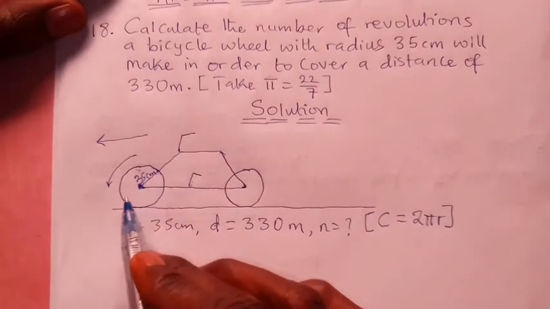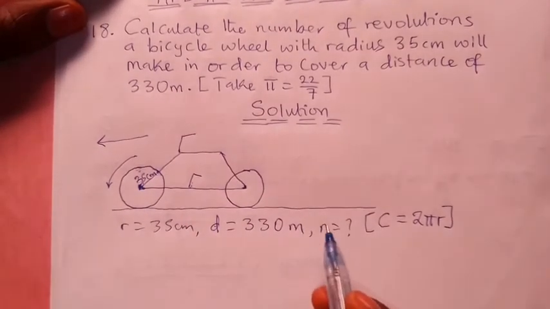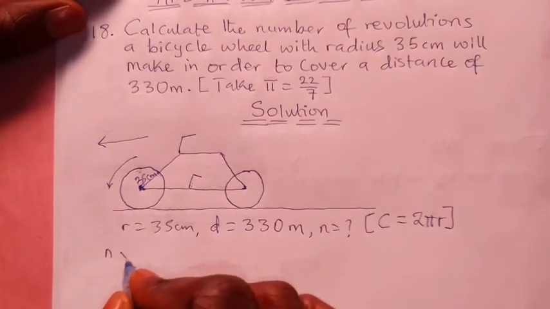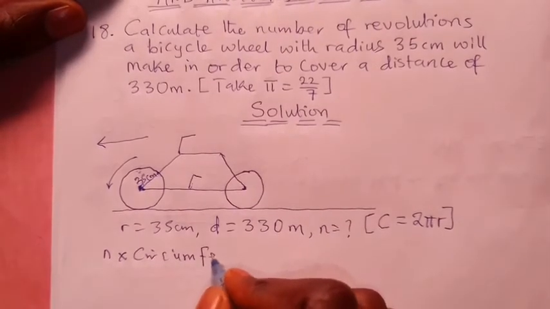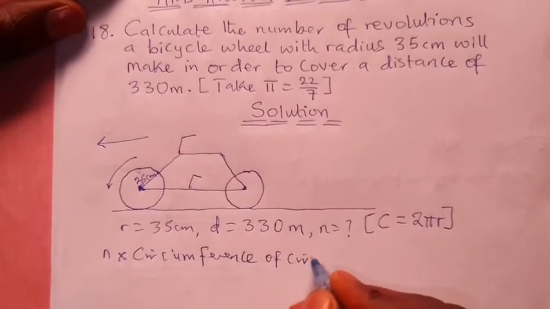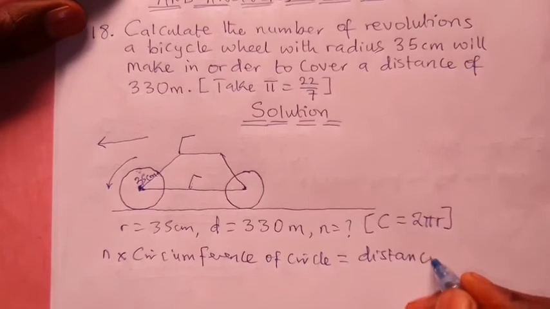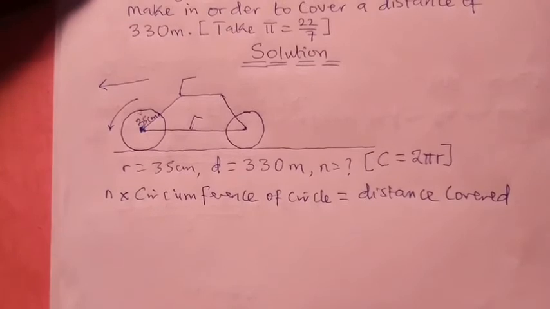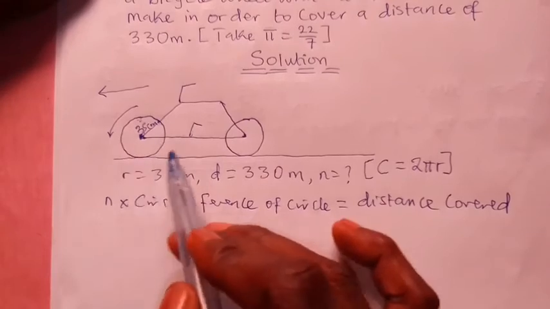So which means the wheel will turn round for n number of times. So to get the total distance, therefore, we can say n multiplied by circumference of what? Of circle. Okay, and that will give us what? Distance. That will give us the distance covered. Alright, I'm sure you understood what I did there. The n is the number of times this wheel will have to turn round. That's the revolutions they're talking about.